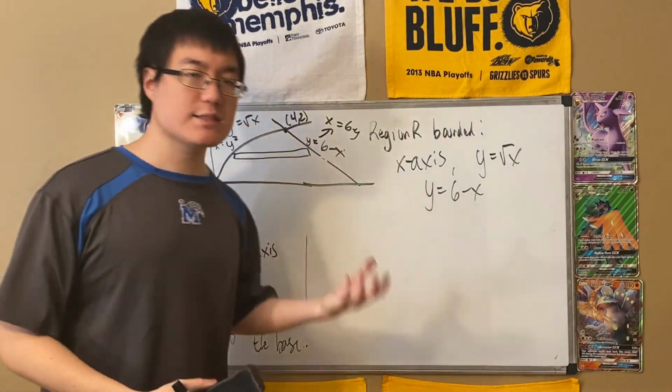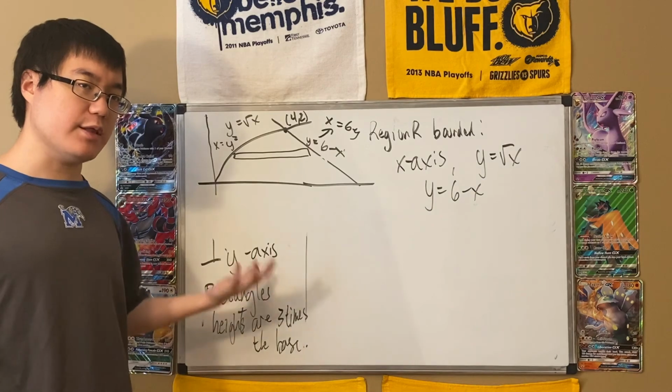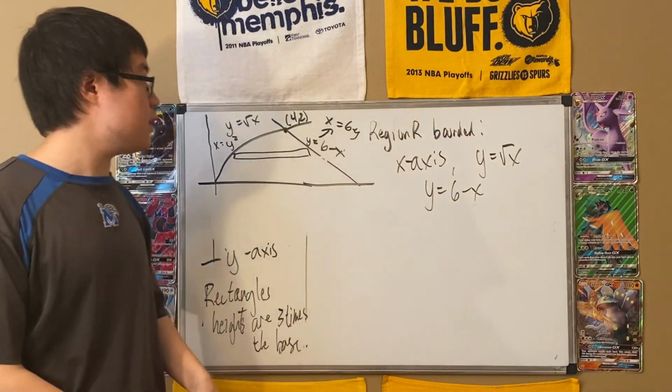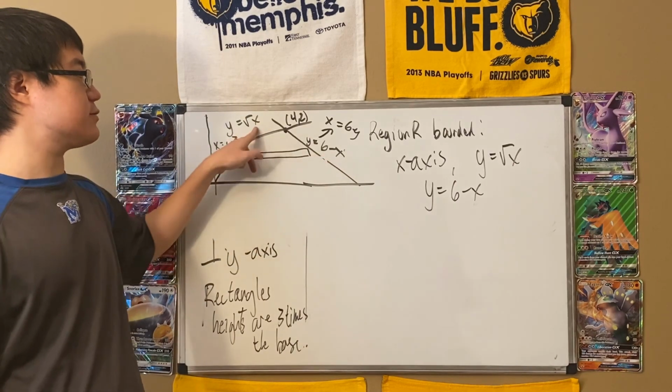So when I do right minus left, which is going to be the case because I have the y-axis, x is top minus bottom, y is right minus left. I'm not going to choose 6 minus x and square root of x.